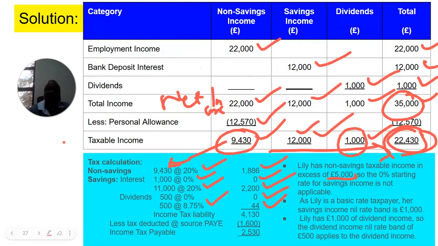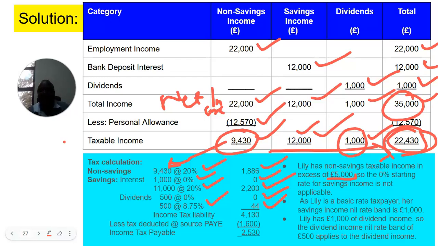Okay, so that's the computation, and we then have to calculate the income tax liability, and this comes to 4,130, and then we deduct the PAYE. The PAYE was a tax which was being deducted by the employer from this lady's income.